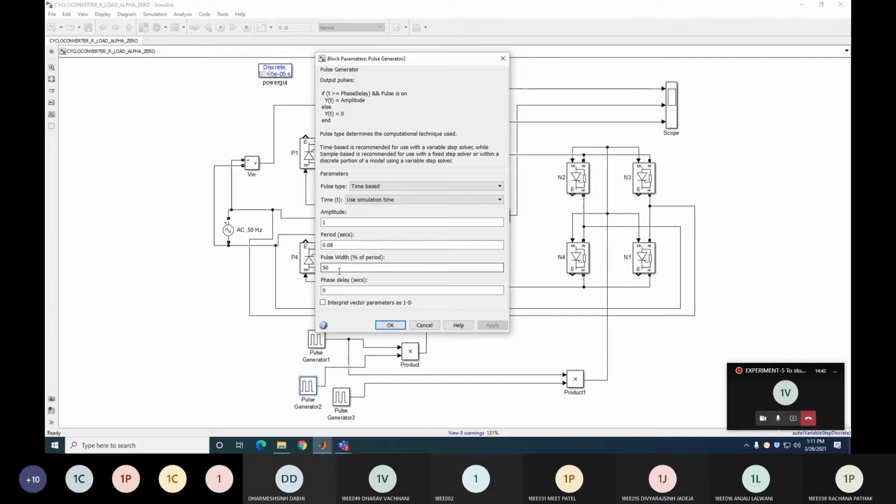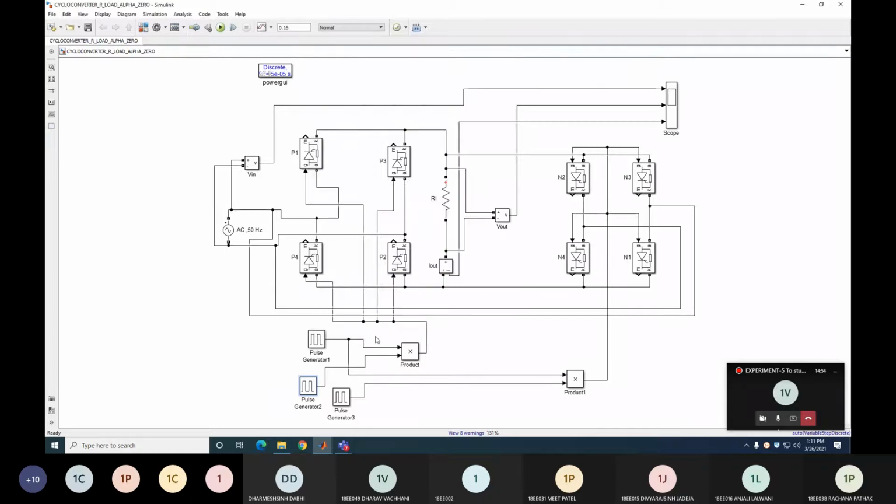It means that I provide the continuous gate pulse from 0 to 40 millisecond. It means 0 to 2 cycle. Clear? For the rest of the 2 cycle, the output is 0. Clear? So both this pulse generator 1 and 2 output is applied to the product.